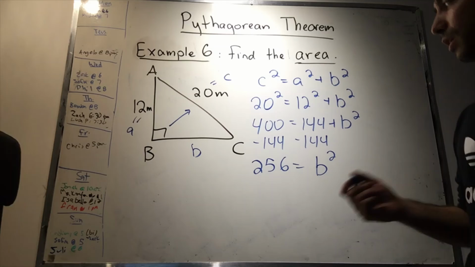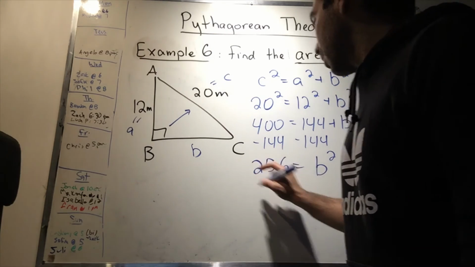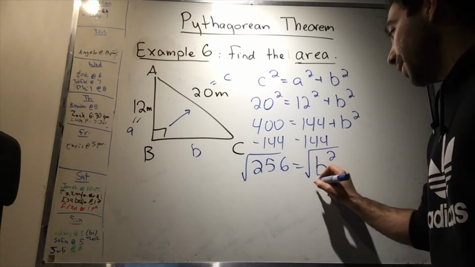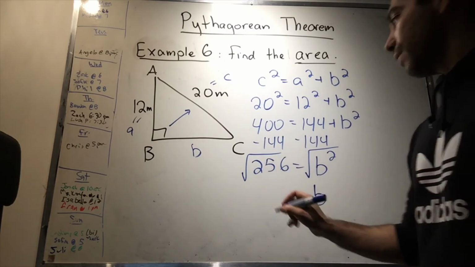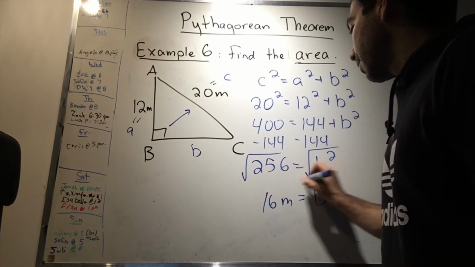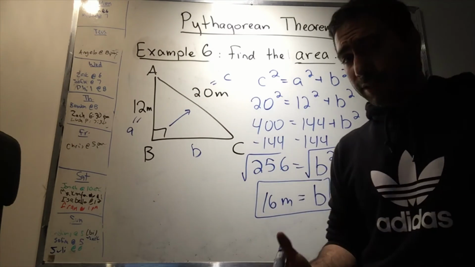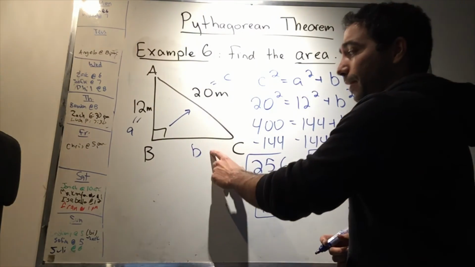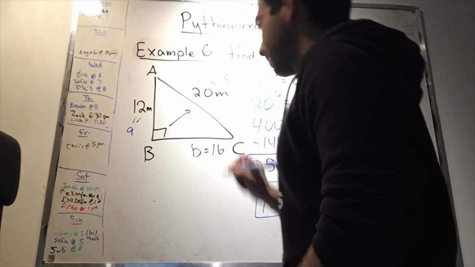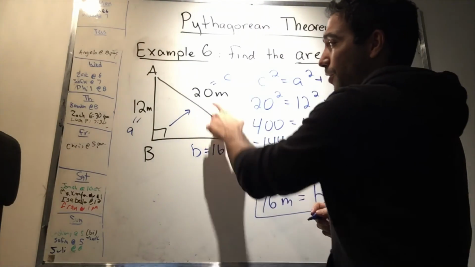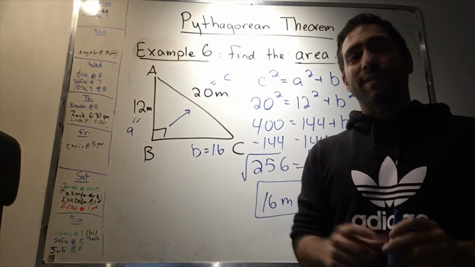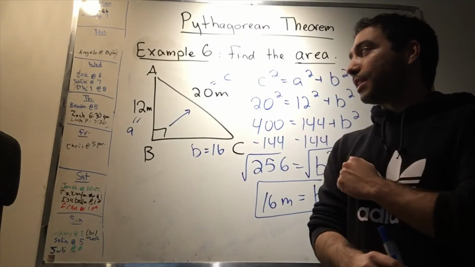Okay. The last step would be to square root, because we're not looking for b squared, we're looking for b. So the square root of 256, we get 16, and the units here are in meters. Good. Does that make sense as an answer? Yes, it does, because we found one of the legs, 16, and that's smaller than the hypotenuse, which is 20. Remember, the hypotenuse has to be the longest side. Good, so 16 makes sense.